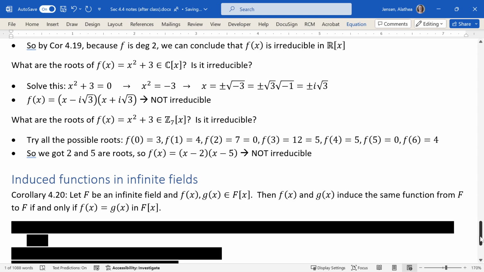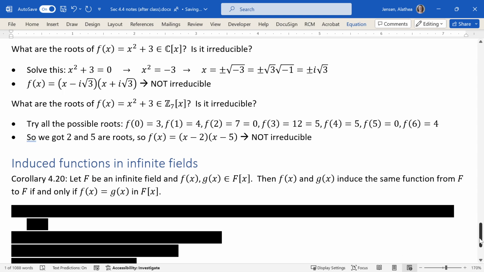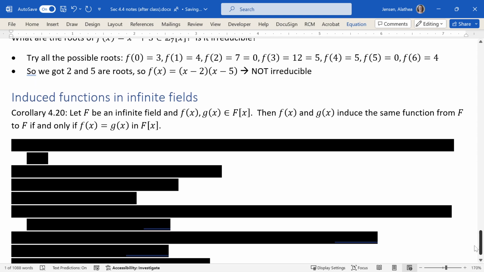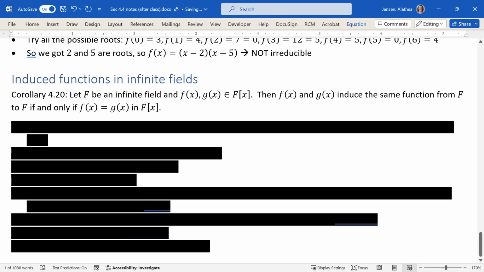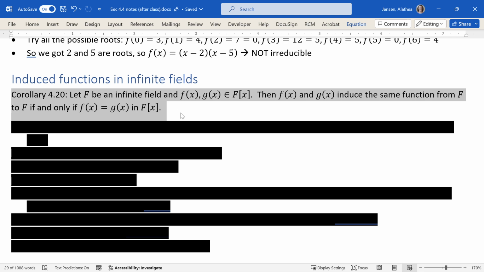So we found that it is possible to have two different polynomials give us the same function when we're working in a finite field. But we actually have this corollary 4.20 that tells us the same thing cannot happen in an infinite field. And that's basically the reason why you guys hadn't encountered that before, is because you're only used to working with real numbers and maybe complex numbers, which are infinite fields.